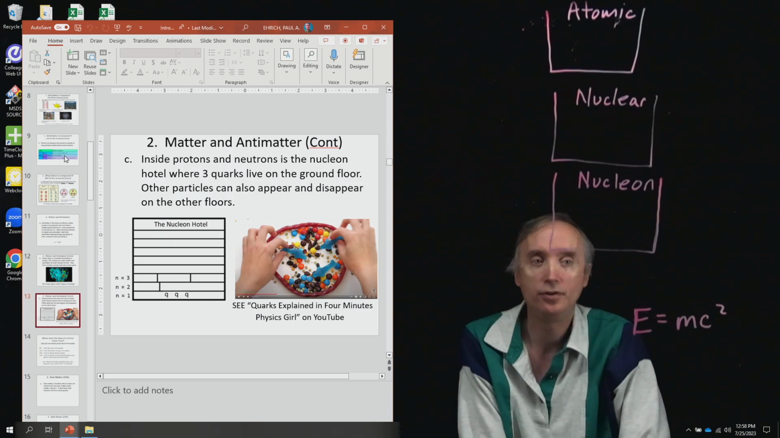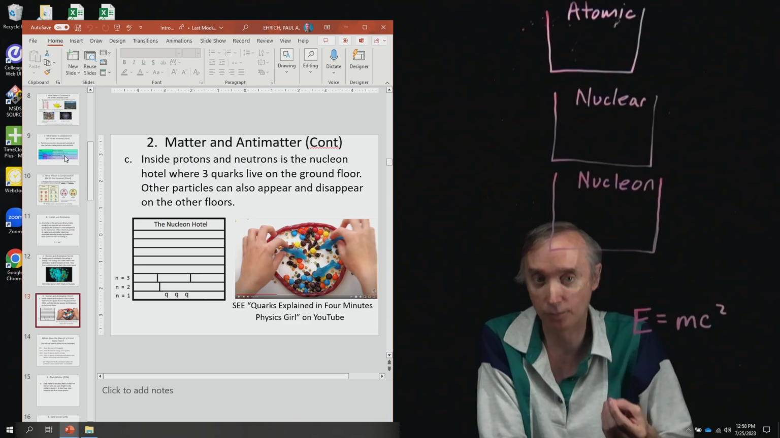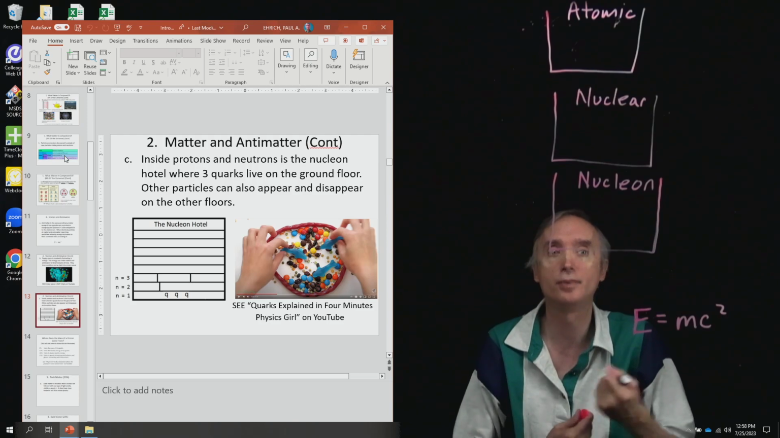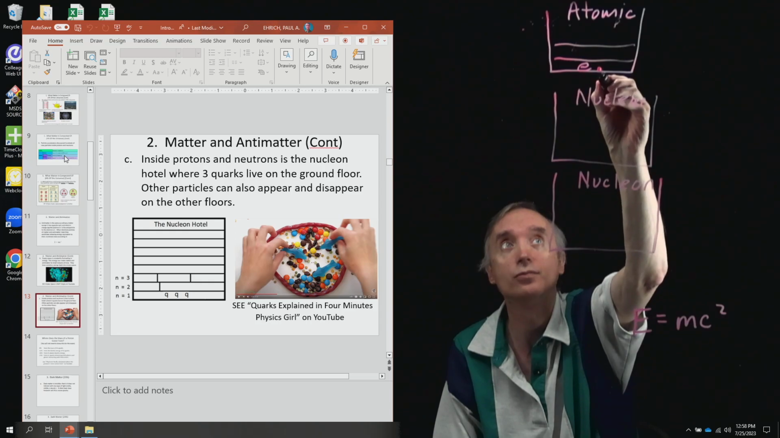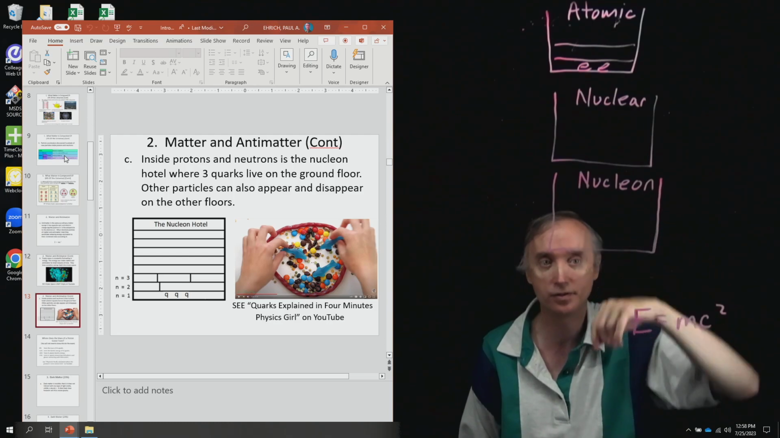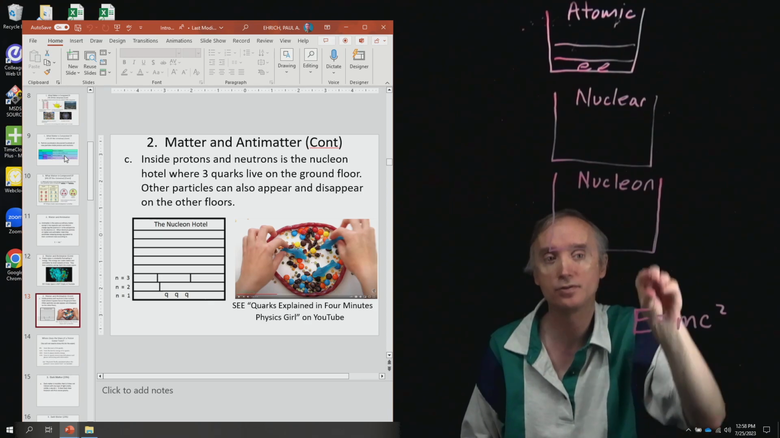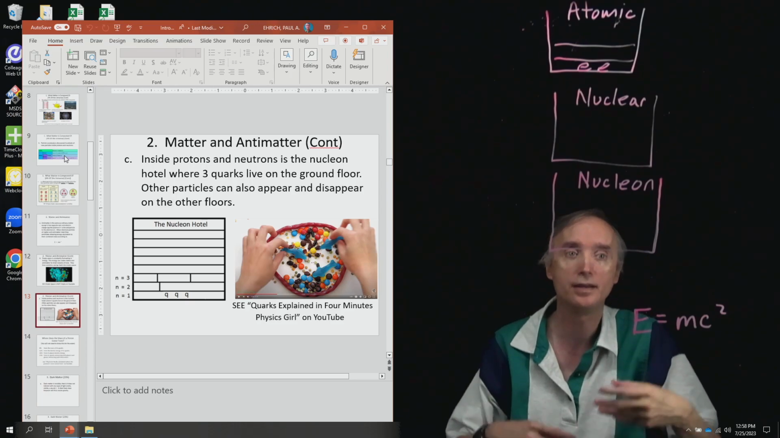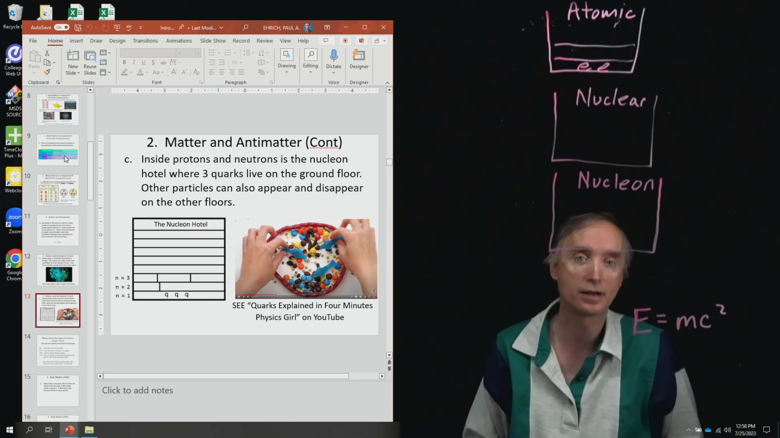Okay, I'd also like for you to have an understanding of the different kinds of hotels that are predicted by quantum mechanics. So the atomic hotel had energy levels where electrons would live. The electrons that are in orbit around the nucleus of an atom live in the atomic hotel, and then as those electrons jump up and down, they can absorb light and they can emit light in the visible and ultraviolet parts of the spectrum.